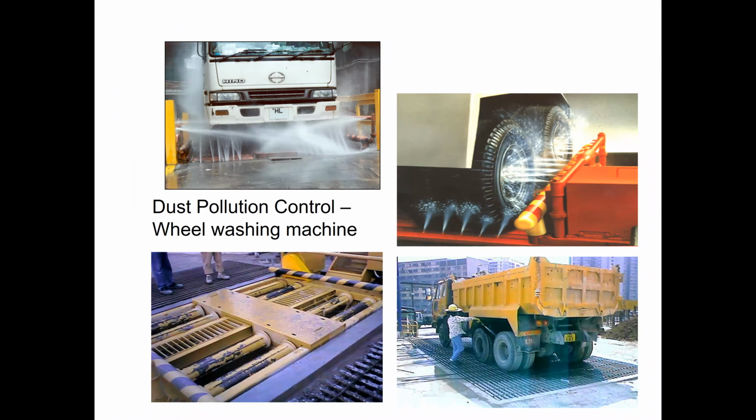This is also very important. We saw dust pollution control, a wheel washing machine. Hong Kong is a very congested area with a lot of tall buildings: one building is 60 stories, another 80, another 50. We saw one site in a very congested built-up area where they had to build another 60-story building. The trucks coming to the site must not carry mud or soil particles on their tires, so they need to wash the tires before going onto the public road.